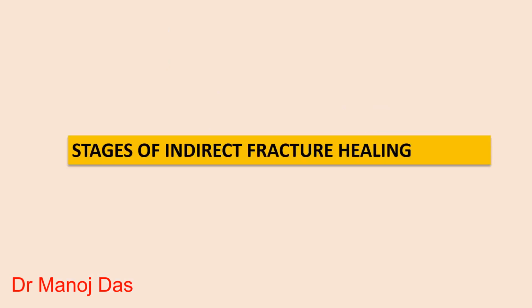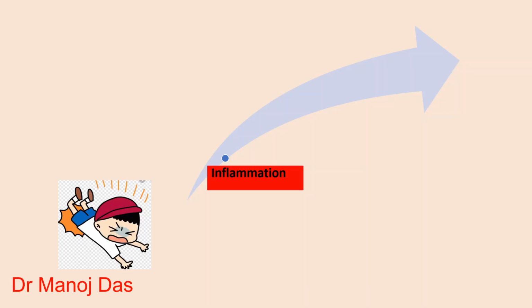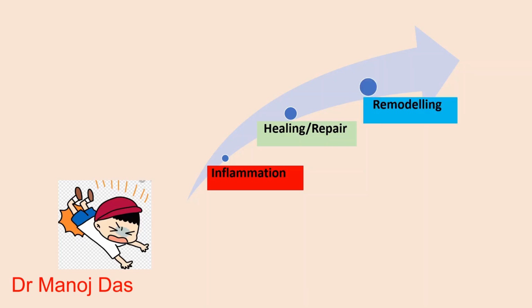Now we'll describe the stages of indirect fracture healing, the stages of callus formation. In general terms, whenever there is an injury to any tissue in the body, how does the body react to it? Initially our body reacts to any injury by inflammation, and then there will be a healing or repair process, and there will be remodeling of the tissue. So this is the basic mechanism of healing of any tissue when that tissue is injured. The same thing applies to the bone also.